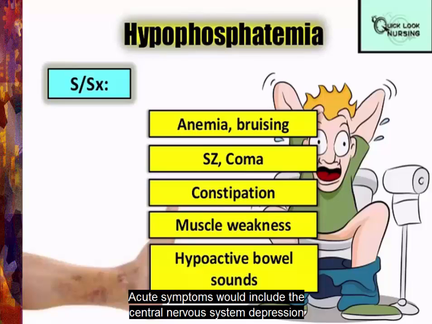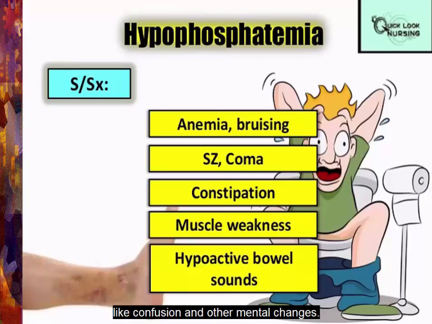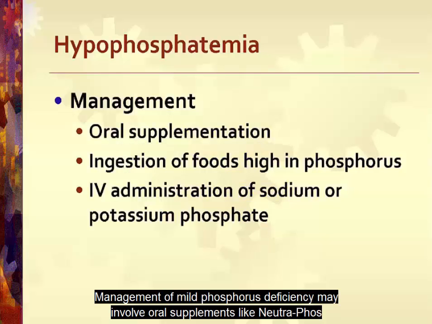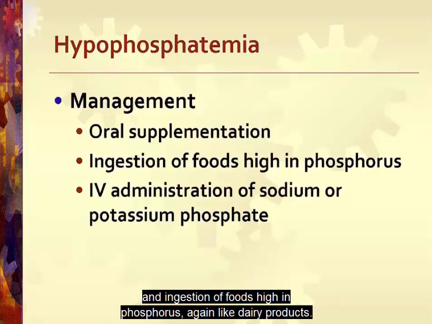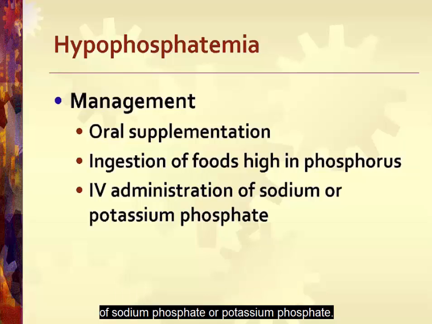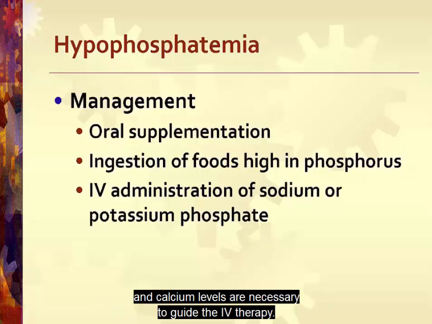Acute symptoms would include central nervous system depression, like confusion and other mental changes. Other symptoms would be muscle weakness and pain, dysrhythmias, and cardiomyopathies. Management of mild phosphorus deficiency may involve oral supplements like Nutrifos and ingestion of foods high in phosphorus, again like dairy products. Symptomatic low phosphorus can be fatal and often requires IV administration of sodium phosphate or potassium phosphate. Frequent monitoring of serum phosphate and calcium levels is necessary to guide the IV therapy.